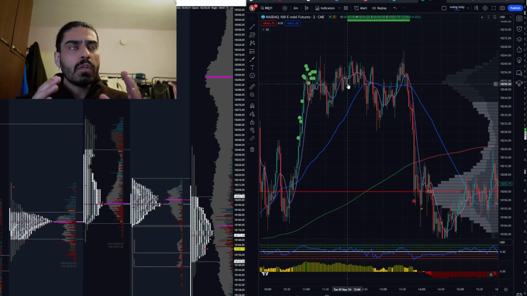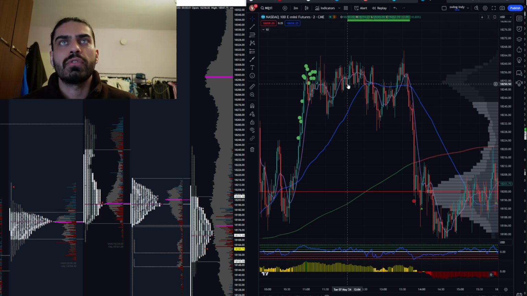So when it comes down to absorption, the main thing to remember is that if we're peaking out at an area, starting to reach an extreme high or extreme low, you want to see the massive clustering of delta.